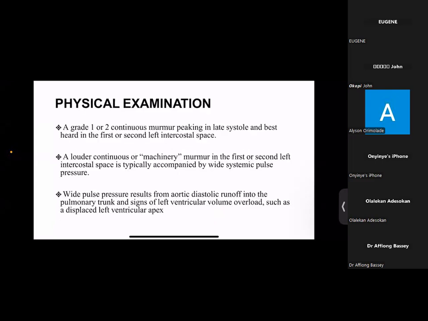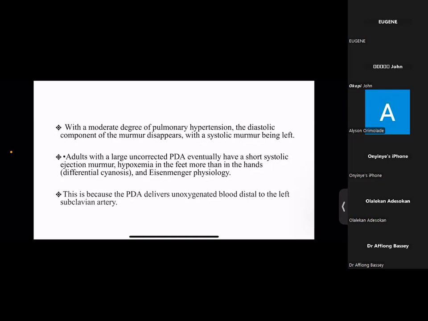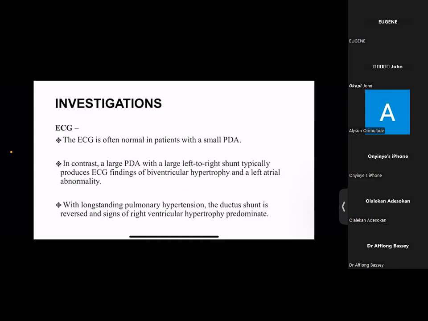For the physical examination, the patient has a continuous murmur, which is heard at the first or second left intercostal space below the clavicle. The loud continuous or machinery murmur is noted with a wide systemic pulse pressure. The wide pulse pressure results from the aortic diastolic runoff when blood flows from the aorta on the left side to the right side into the pulmonary trunk, and can also cause a displaced apex. Adults with large uncorrected PDA eventually have a short systolic ejection murmur when they finally develop Eisenmenger complex.